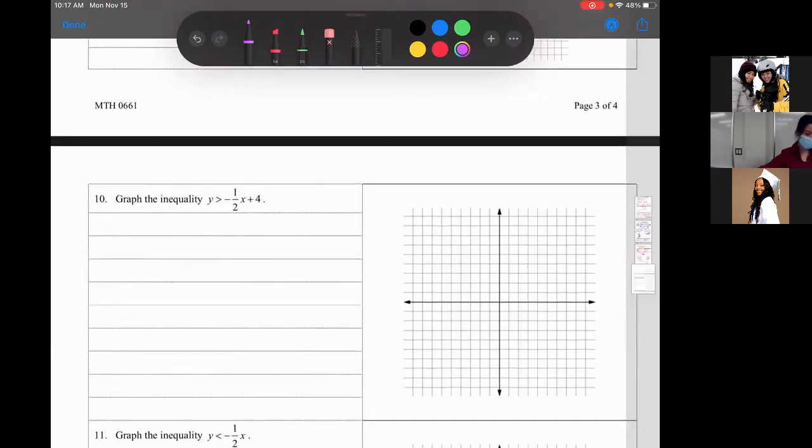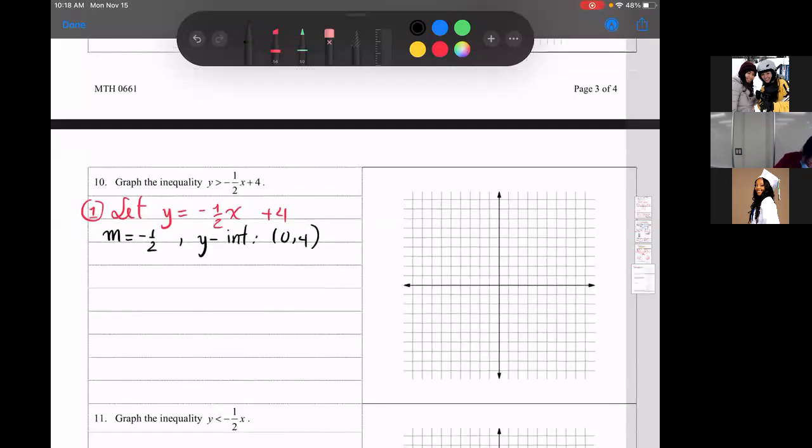Let y equal negative 1/2 x plus 4. So that's the first step, right? Now instead of picking points, do you guys remember how to do rise over run? Yeah, let's do that. What is the slope of this one? And then the y-intercept, 0, 4. Good. So from the y-intercept, which is 0, 4, where's 0, 4? Right here. I'm going to do rise over run.